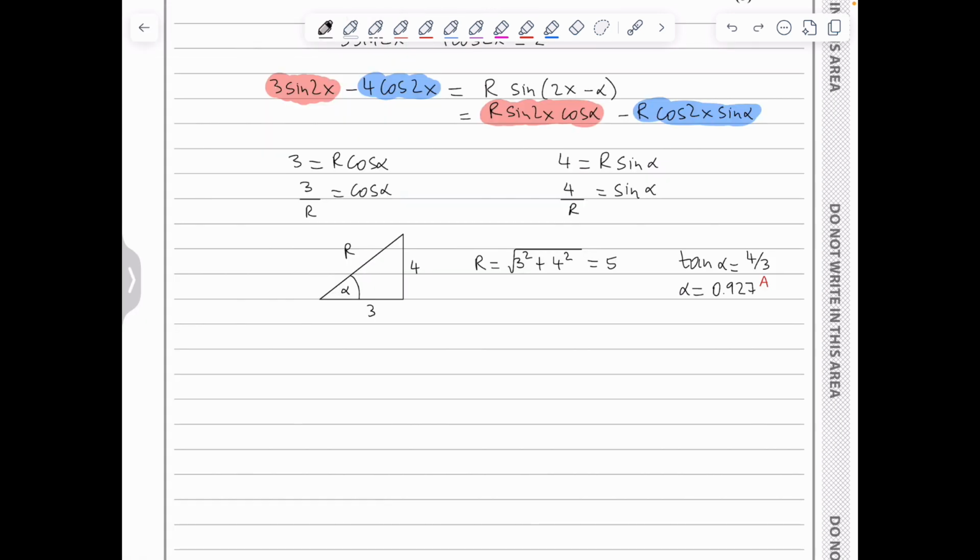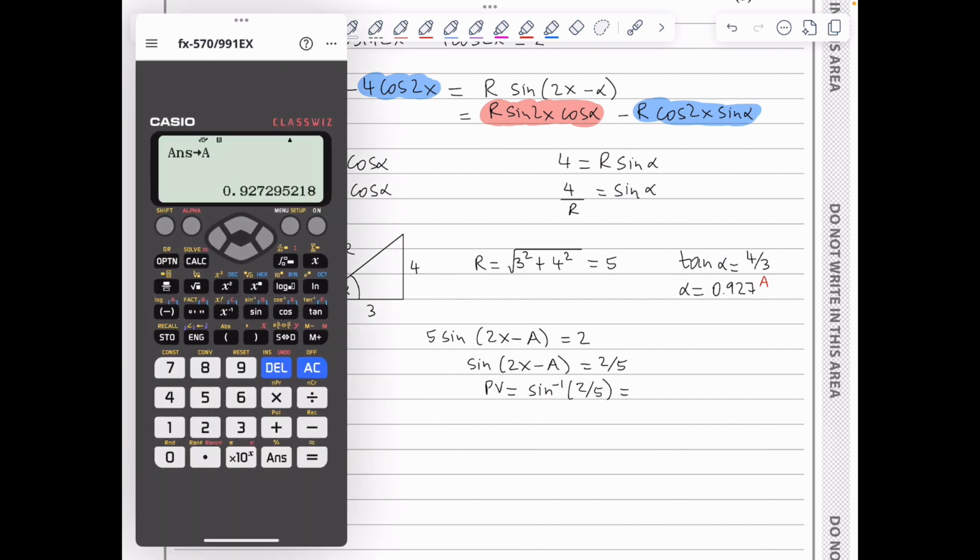This means we can proceed into 5 sine of 2x minus A is equal to 2, and therefore sine of 2x minus A is equal to 2 over 5. My principal value is going to be inverse sine of 2 over 5. So I'm going to go on my calculator again. Shift sine of 2 over 5 gives an answer of 0.4115, which I will store on B this time. So I will store it on B.